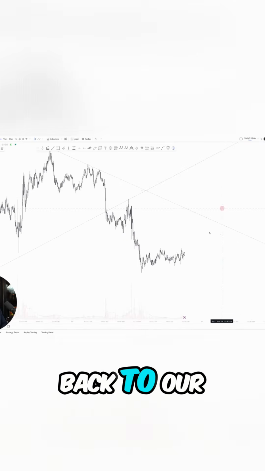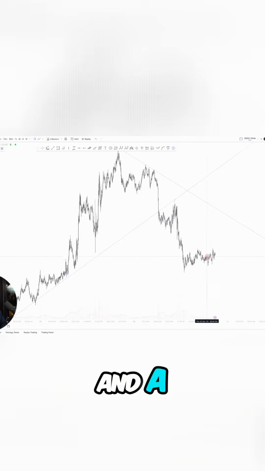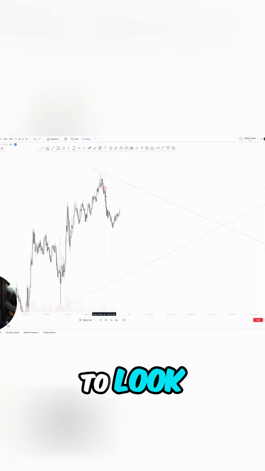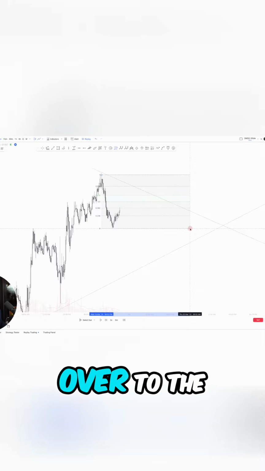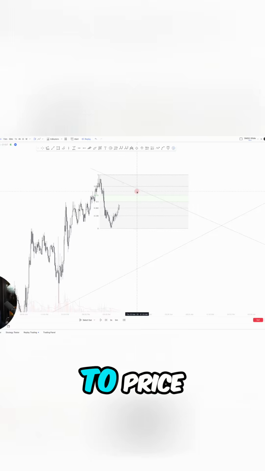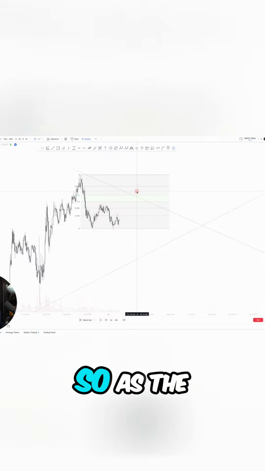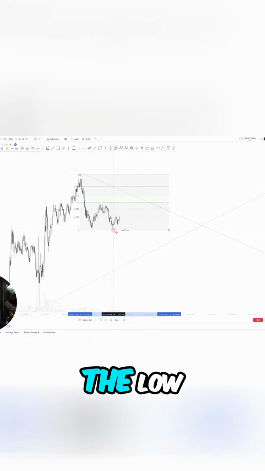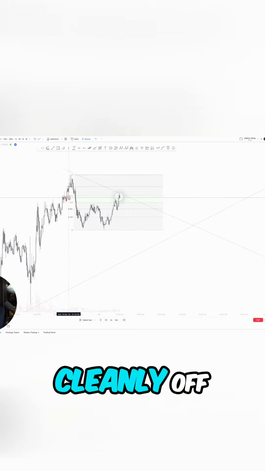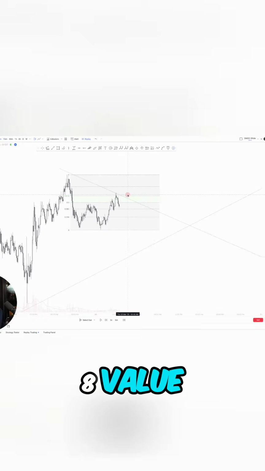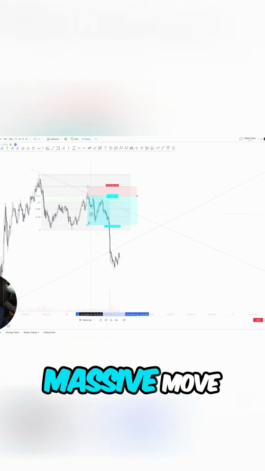Okay, so if we go back to our chart, we know we have an uptrend and a downtrend. So say for example, we wanted to look at this trend and see some of its important levels. We'd click at the high and then go over to the low. And then let's watch what happens to price and where it starts to respond. Okay, so as the chart moves forward, that becomes the low. Okay, price comes up, reacts cleanly off of that 61.8 value. And it just so happens that that level was the last level for a massive move to the downside.